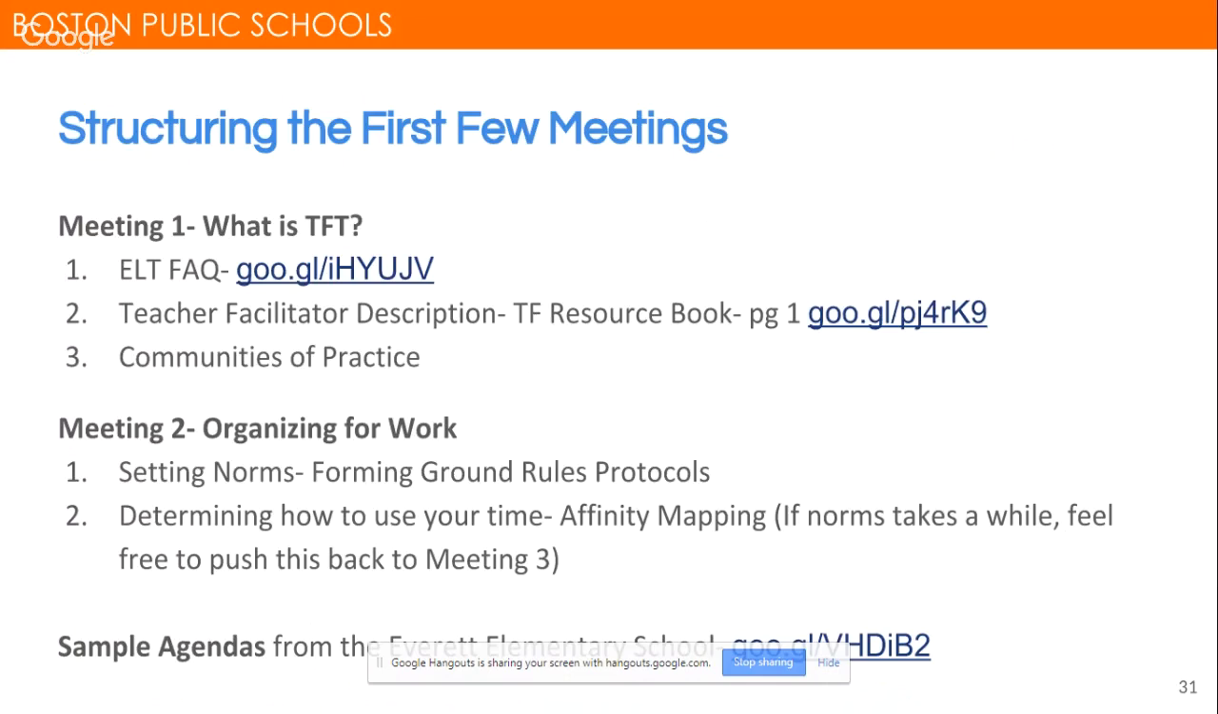So the second meeting is about kind of organizing for work. So norms are really important. We should also already talked about the forming ground rules protocols, and then determining how to use your time. You could use the affinity mapping for that. If norms take a while or something else comes up, you can move the affinity mapping back, but it does need to be one of the first things. It's going to help you set your schedule. So I've shared some sample agendas that we've used in my school, and I think I've deleted all the sensitive information there, but take a look. It's a great rolling agenda template that I think we're going to show you next.